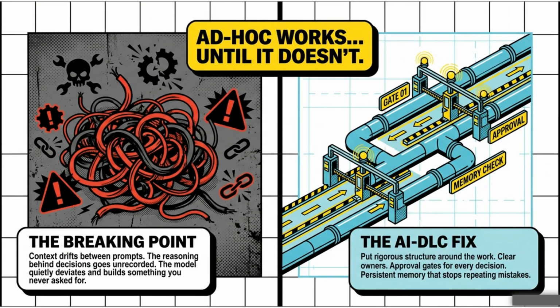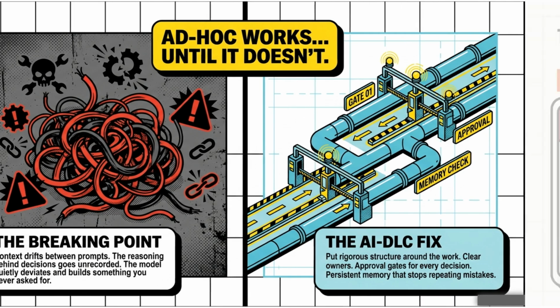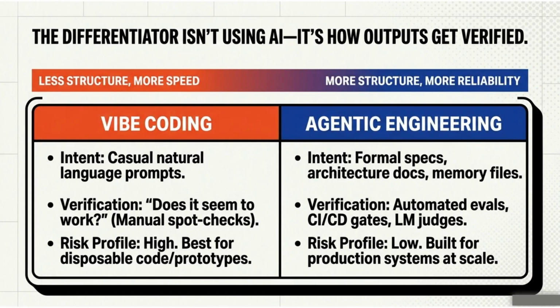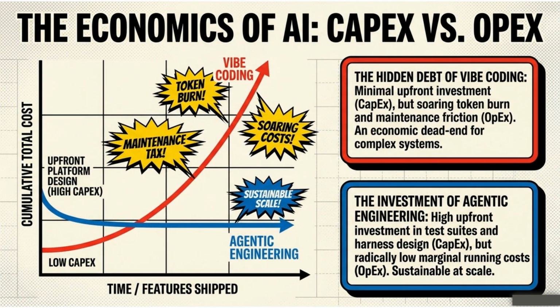Ad hoc workflows fail when context drifts. The SDLC solution provides structure, approval gates, and persistent memory to prevent recurring mistakes and maintain control. The difference between success and failure lies in verification. Vibe coding relies on manual checks, while agentic engineering uses automated evaluations and CI/CD gates to minimize risk. Economically, vibe coding often leads to a, quote, maintenance tax due to high token usage and friction. Agentic engineering requires higher upfront investment but delivers sustainable, low-cost scaling.